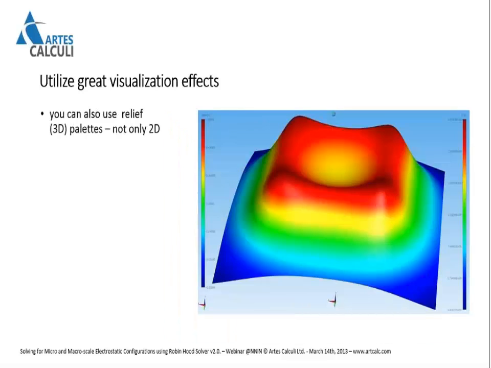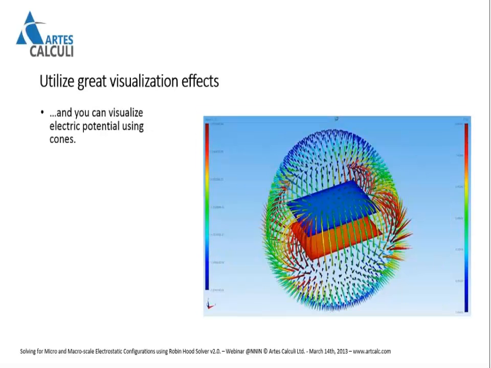Here's another image which shows that you can also use a three-dimensional palette for the representation of the field and the potential, so not only 2D changes of color. And this is the final image in this series, which shows that you can visualize electric potential using cones, which enables you to see the direction of the field more clearly.